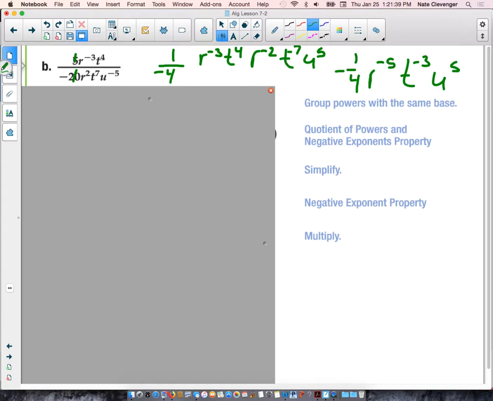Where did I lose you, Quinn? 1/4. How do you do the 1/4? I just took the 5 over the negative 20. And then you just set that off to the side. Yeah, because it's multiplication, I just set it aside and multiply it by everything else with it.